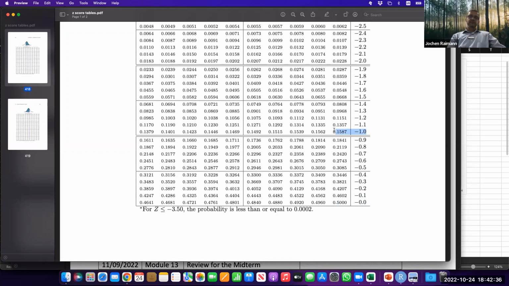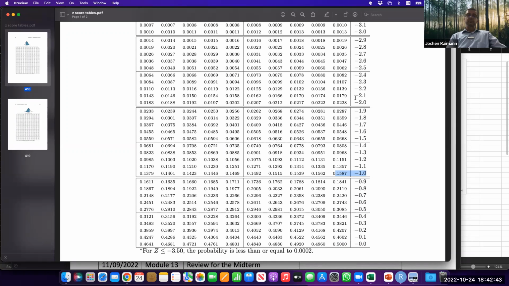-1 is here, 0.1587, so it's 16%. The further you go down, at -2 you have 2.3%. So the z-score table characterizes the entire normal distribution curve according to percentiles. That's quite important to understand, because it allows you to understand not only what's less, but also what's higher than that value.